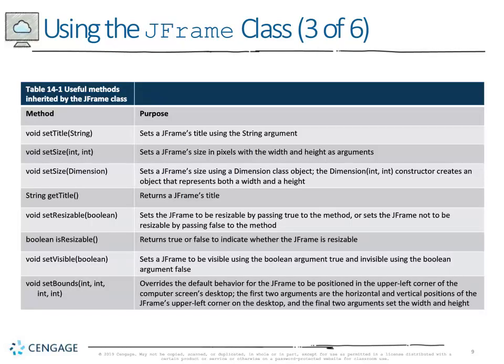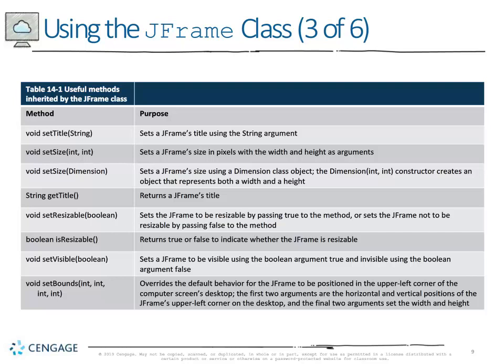This table describes some useful JFrame class methods. Like setTitle, it sets the JFrame's title using the string argument. setSize sets the JFrame size in pixels with the width and the height as arguments. And then we also have setSize passing a Dimension class object. We have the String getTitle, so it returns the JFrame title.